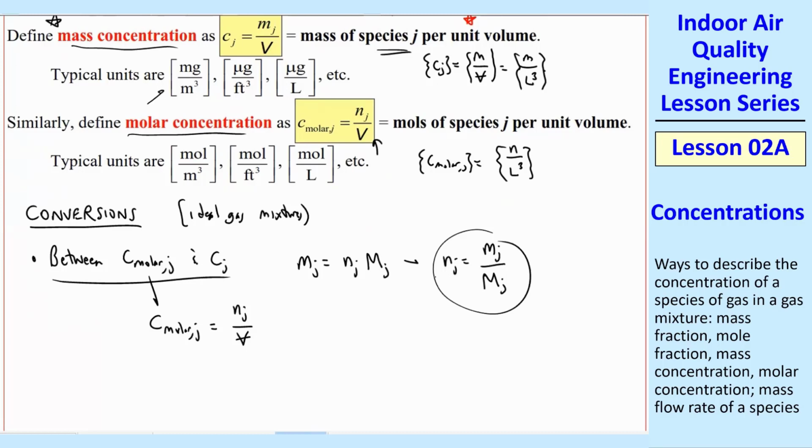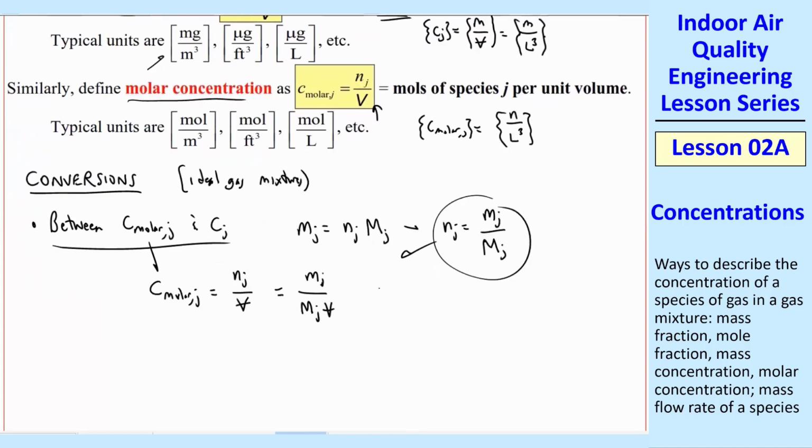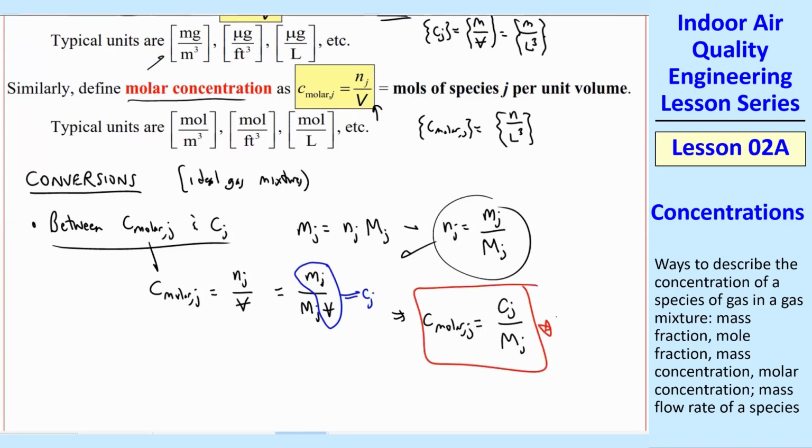So I'll just plug in this Nj into there. And so I get mj over capital MjV. And now let's recognize mj over V is equal to Cj. So this tells us then that C molar comma J is equal to Cj over capital Mj. So that's nice and simple, and the only difference between mass concentration and molar concentration is molecular weight. That makes sense because molecular weight is defined as mass per mole. You can sort of do it in your head anyway.